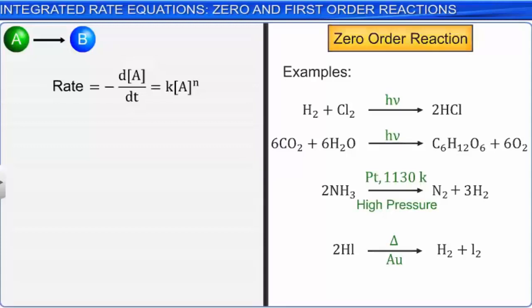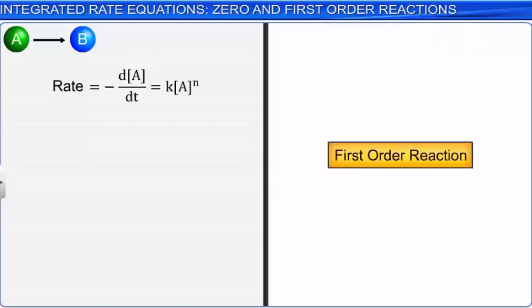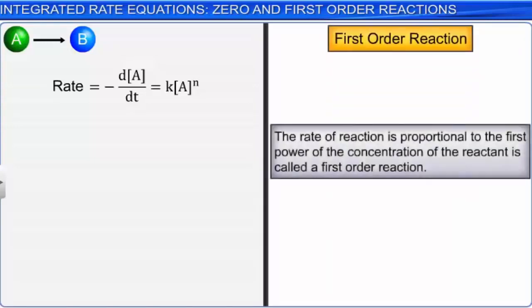Let us now consider a first-order reaction. The reaction in which the rate of reaction is proportional to the first power of the concentration of the reactant is called a first-order reaction.